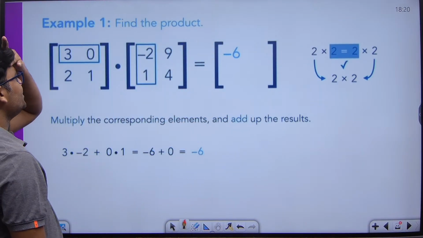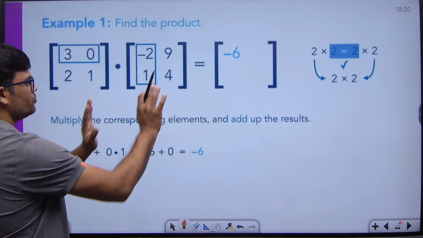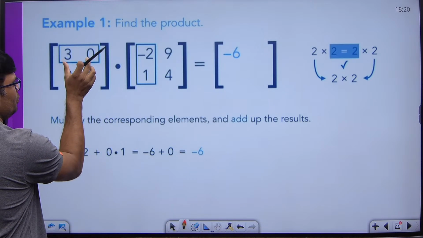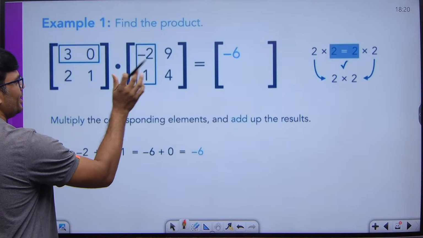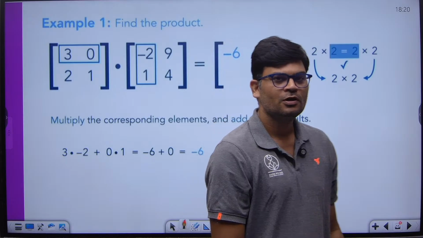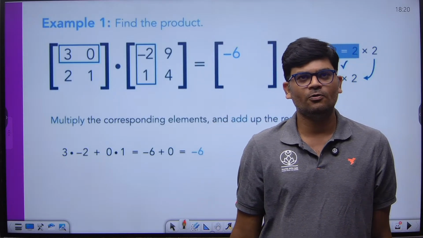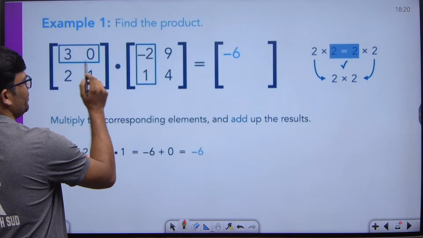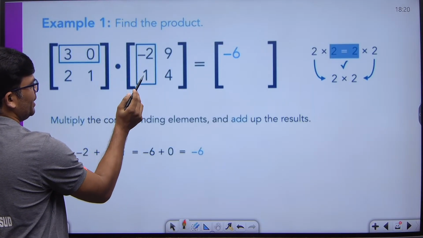For example, let us say find the product. So let us do this question. First you have to check: this is a square matrix of 2 by 2 order, and this is also a square matrix of 2 by 2 order. So matrix multiplication is allowed here. Now 3 must be multiplied by -2 and 0 will be multiplied by 1.